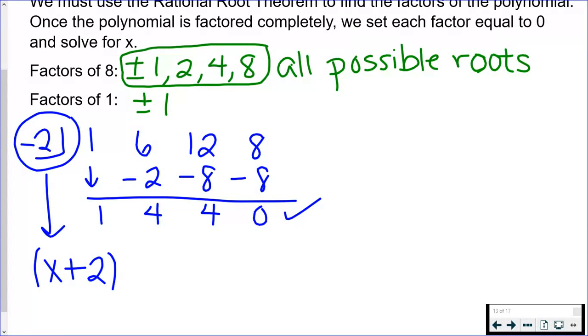So working kind of backwards here, I'm going to reverse this division into multiplication in order to write this in factored form. So if I divided by x plus 2, that means the polynomial that I was given is the same thing as x plus 2 times this answer that I just got with coefficients of 1, 4, and 4. Since the polynomial started out as a degree of 3, my answer must be a degree of 2.